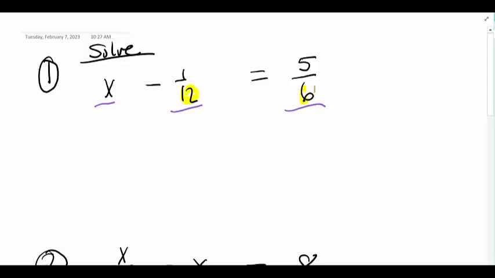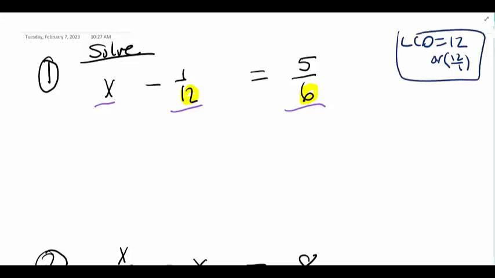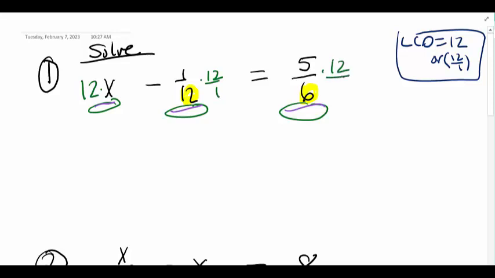I have a denominator in 2 of the 3, 12 and 6. So my LCD here should be 12 or 12 over 1. I'm now going to multiply every single term, which I have underlined, by 12 or 12 over 1. This will give me 12x, because nothing cancels for my first term. The 12s cancel for the second term, which leaves me with a 1. And the last term, 6 goes into 12 2 times, which gives me a 10.